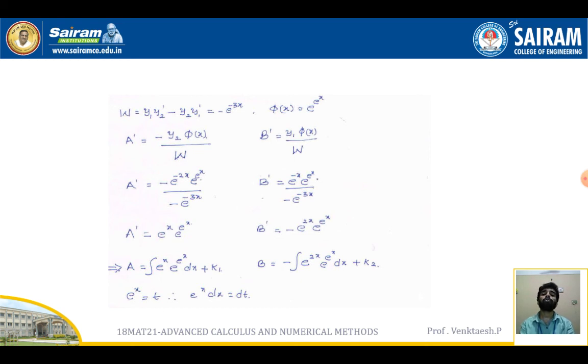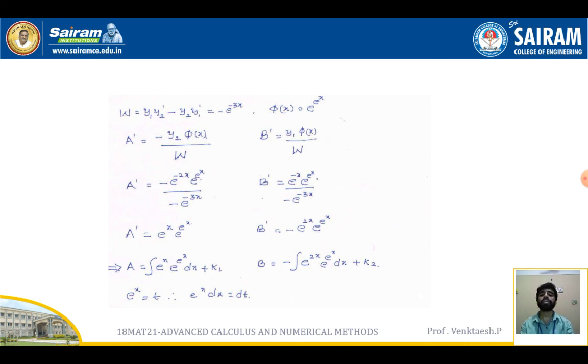So now we have to find the values of A and B by using the formula for A dash and B dash. A dash is minus y2 phi of x by the Wronskian W, and B dash is y1 phi of x by W. So A dash is equal to minus of e power minus 2x, e power x by minus of e power minus 3x. B dash is equal to e power minus x, e power x divided by minus of e power minus 3x.